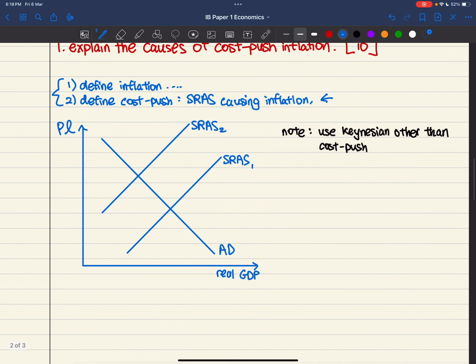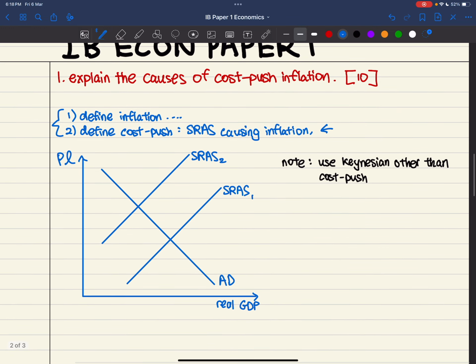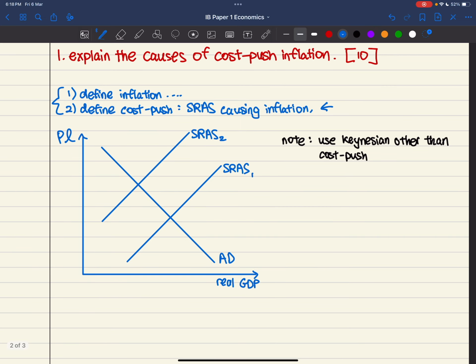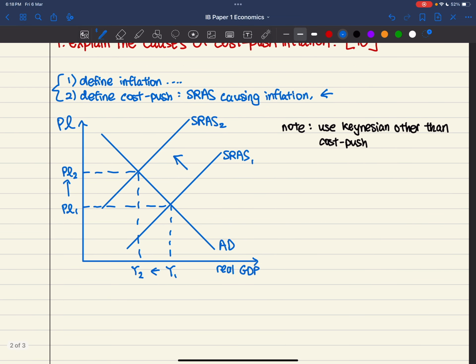But anyways, yep, cost push. So let's think of two to three factors. Two if you're short on time, three if you're confident. But basically we need to fully explain this diagram. So let's draw all these things. So Y1, Y2, draw an arrow here. PL1, PL2. So this is the inflation. So let's draw a YS here, as I'll explain later. So let's go.